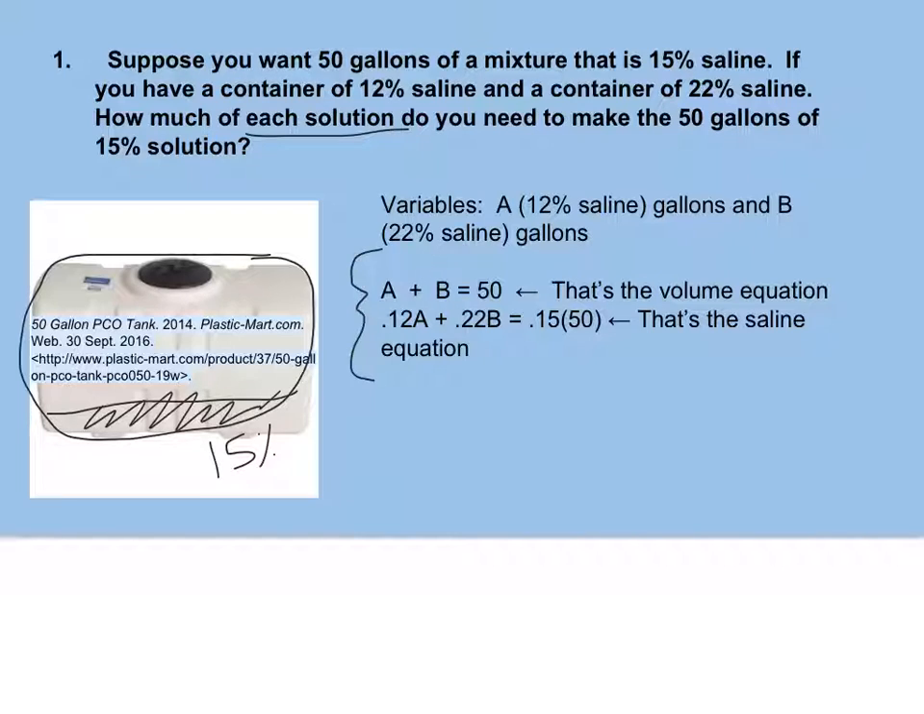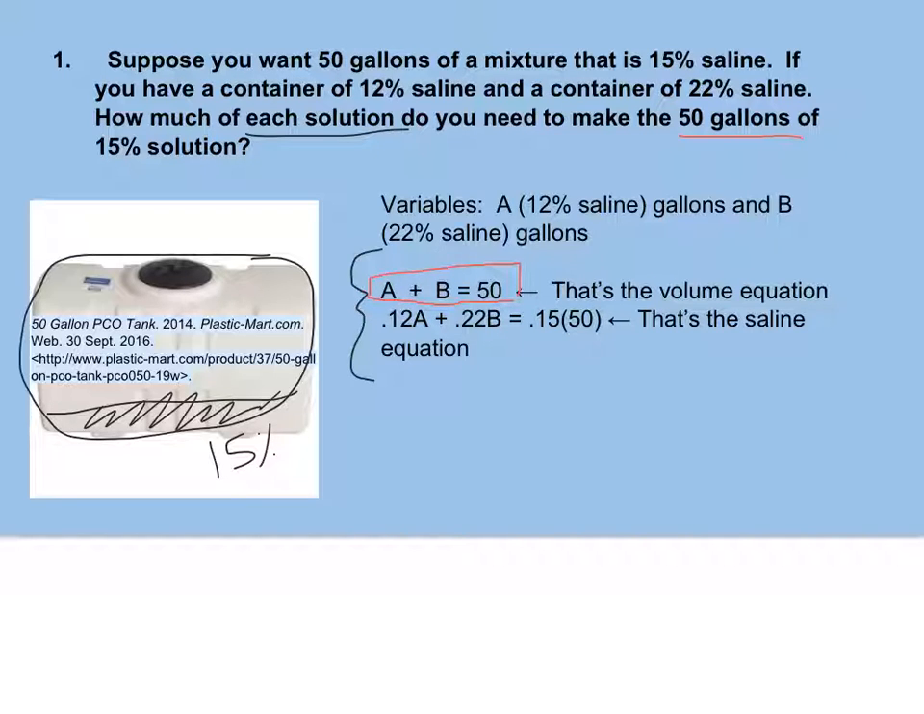You're going to have one equation that's just relating the volume. So we know that we need 50 gallons. That's why I wrote 50 equals A, because A is the number of gallons of 12% saline, plus B, and B is the number of gallons of 22% saline. So we know that A plus B has to be 50.